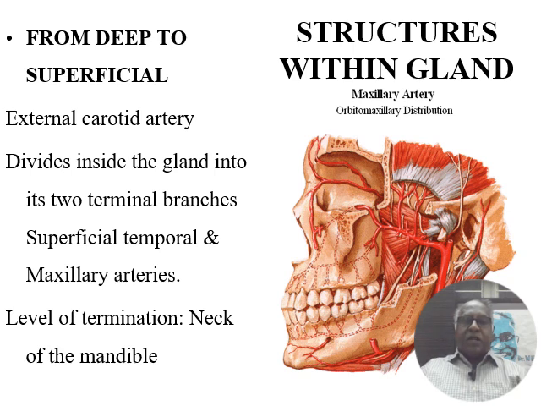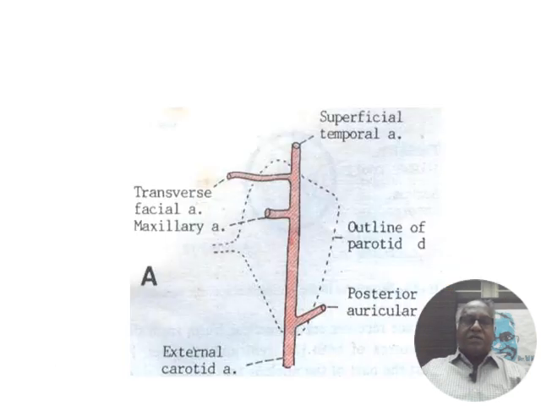Structures within the parotid gland, this is important, can be asked as a short note. They are the external carotid artery. It divides inside the gland into the two terminal branches, the superficial temporal and the maxillary arteries. The level of termination is the neck of the mandible. It can be asked in the objective question.